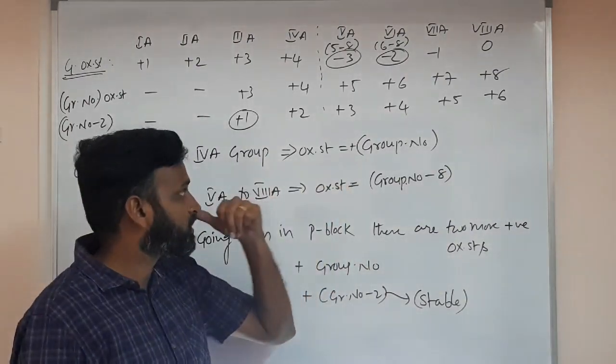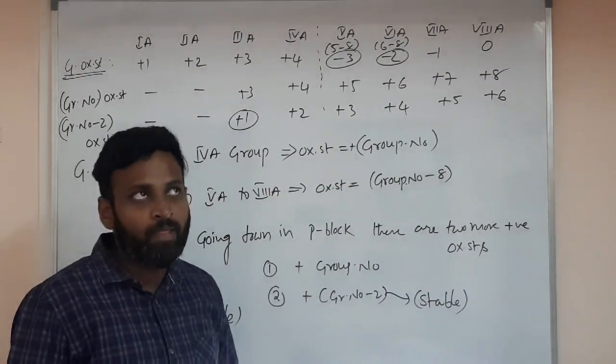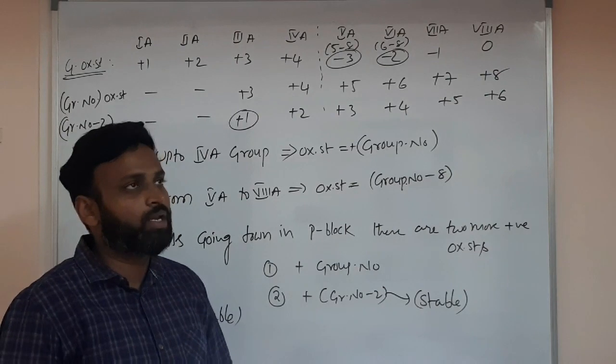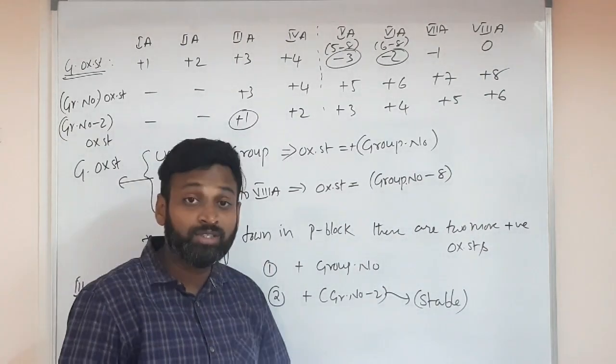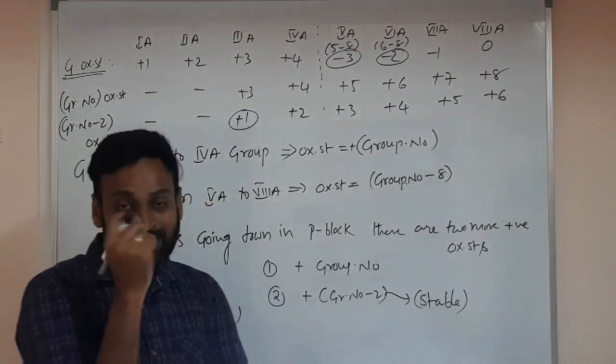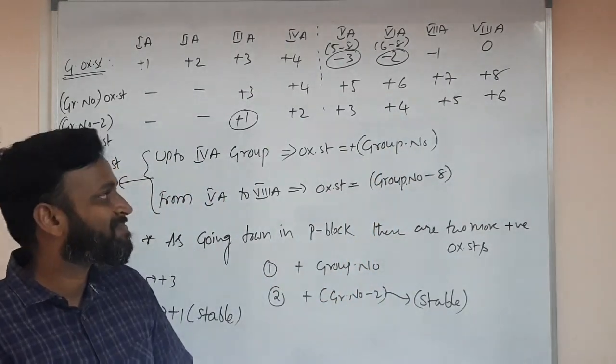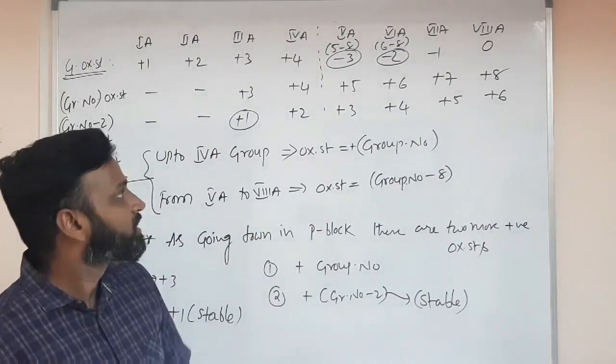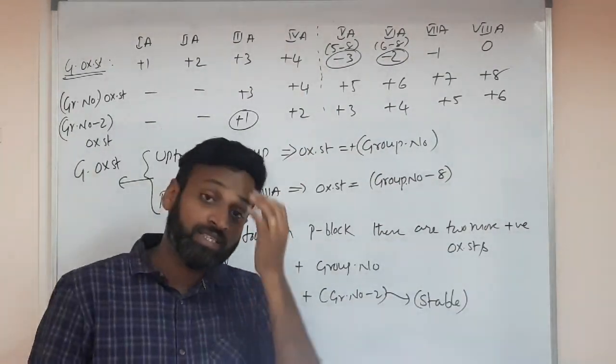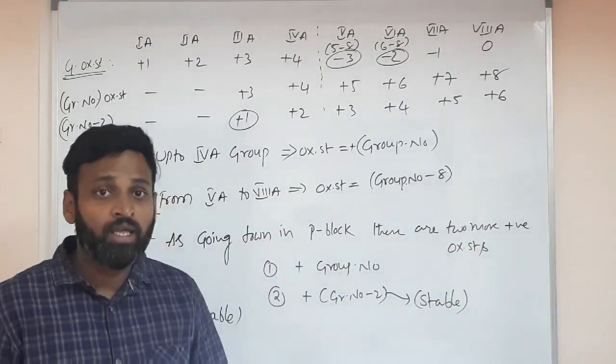As going down, which oxidation state is more stable for 6th A? As going down. Okay, 6 minus 4. Sorry, 6 minus 2. 6 minus 2, plus 4, is more stable as going down. Understood? Some different oxidation states, some fractional oxidation states are also possible.